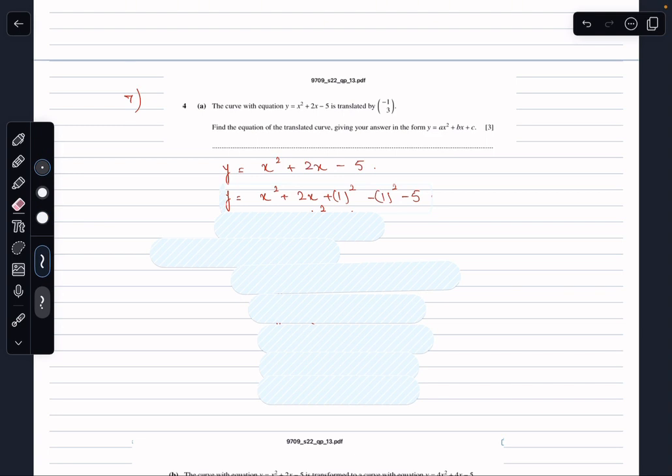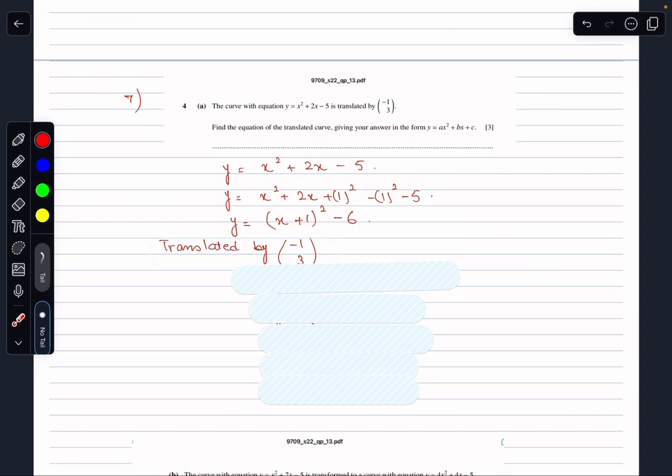So again, applying the method of completing the square, this 2 gets divided by 2, giving me a 1. So I am balancing it by adding 1 the whole square and subtracting 1 the whole square. That gives me y equals x plus 1 the whole square minus 6. So from here, I can give the translation, and I can say that it's getting translated by plus 1 given as a negative 1, and the constant negative 6 is represented by a translation in y.